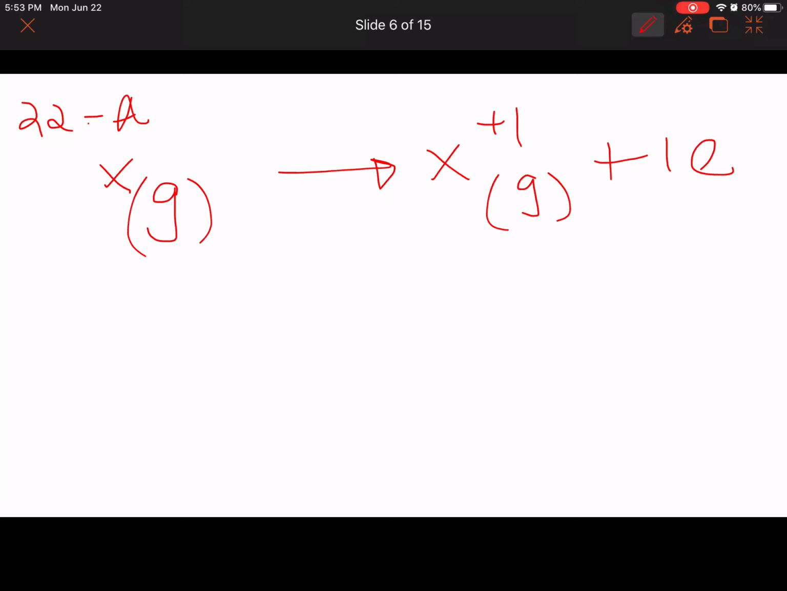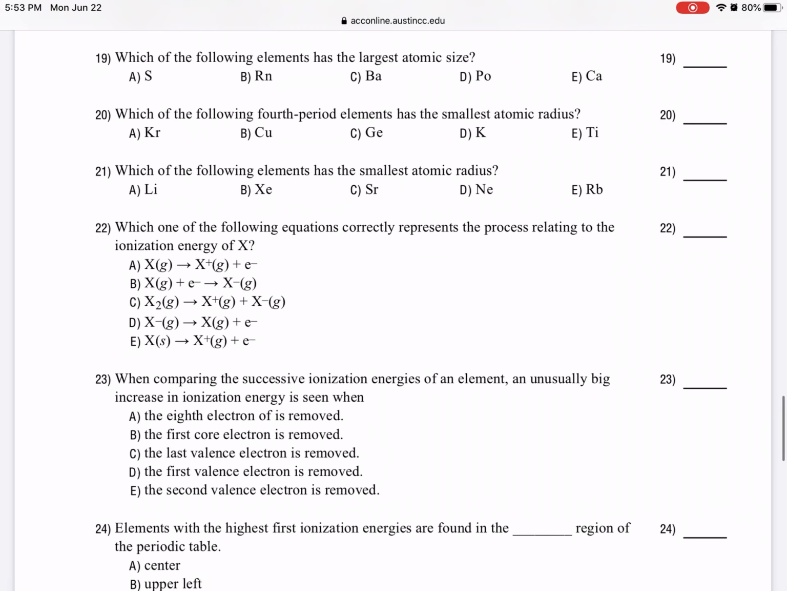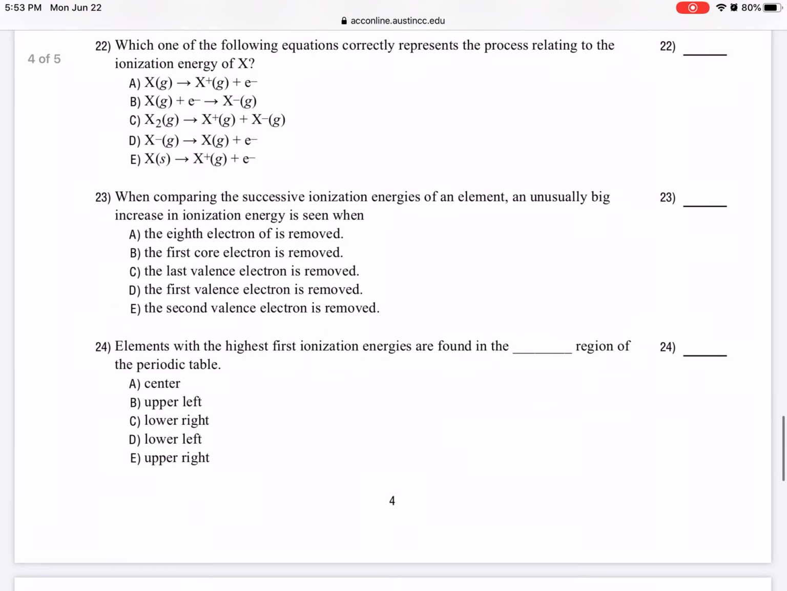And then number 23. Let me show you the question. When comparing the successive ionization energy of an element, an unusually big increase in ionization energy is seen when the 8th electron of it is removed. We don't know where the 8th electron is, so we cannot say anything about that. The first core electron is removed, the last valence electron removed, the first valence removed, the second valence. So it is going to be the first core electron is removed.